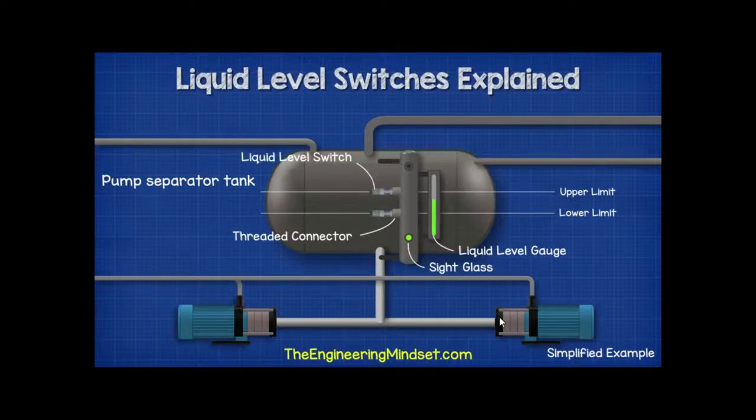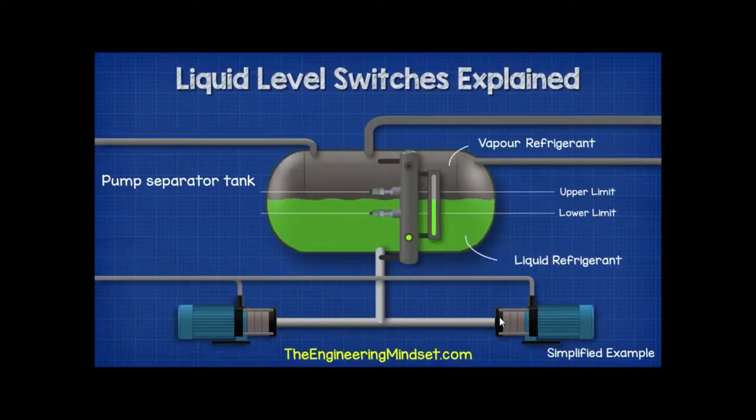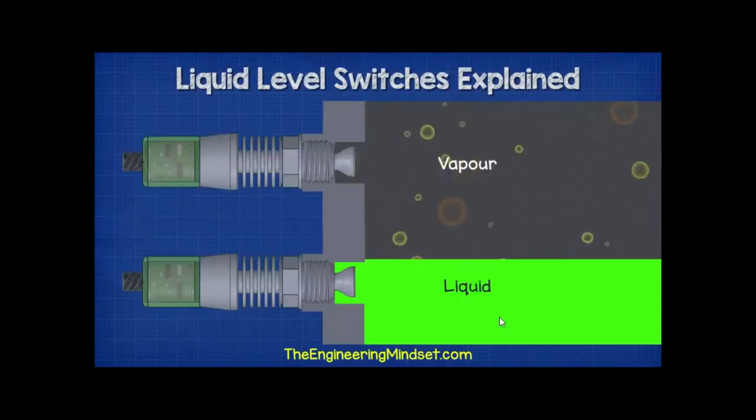These are positioned between the upper and the lower limits of our vessel for the liquid level we want to maintain. So, as we can see, the bottom level switch is submerged in liquid refrigerant, while the top switch is within our vapor refrigerant region. That's what we want, because it means the liquid level is within our desired limits, so the system is in normal operation.